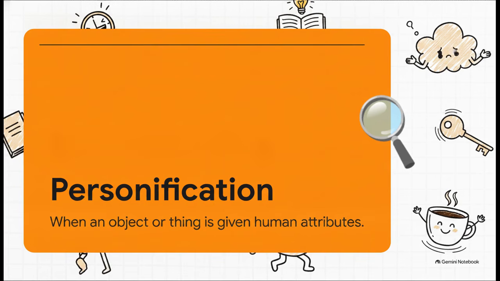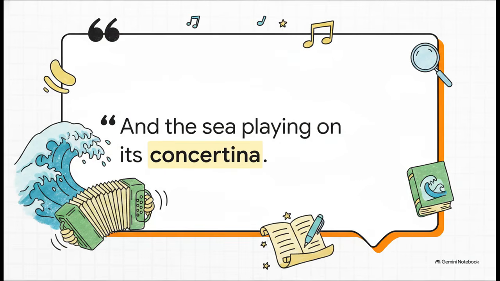This is when an object or thing is given human attributes. But here's the secret to analyzing personification. You have to look for the surprise. It actually works best when the comparison is striking and idiosyncratic rather than something super familiar or cliché. Consider this quote from Odysseus Elytis, "and the sea playing on its concertina."